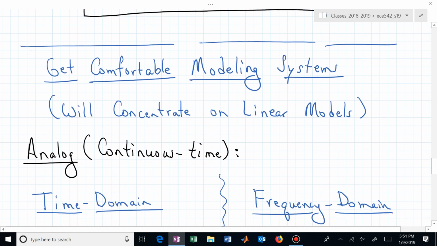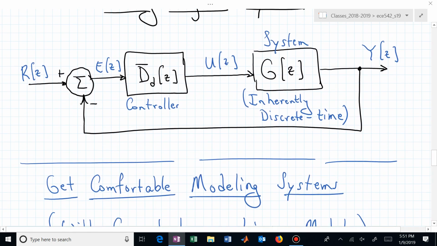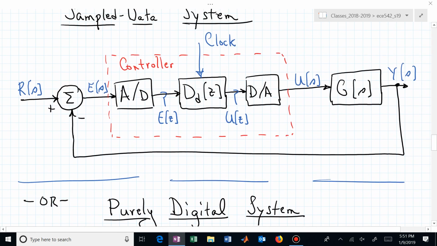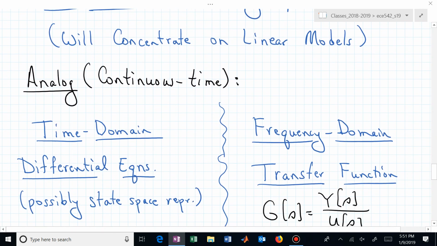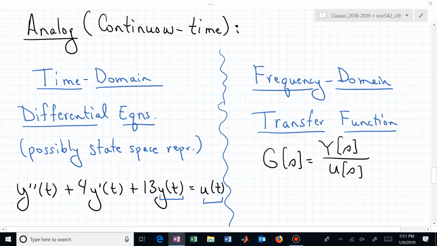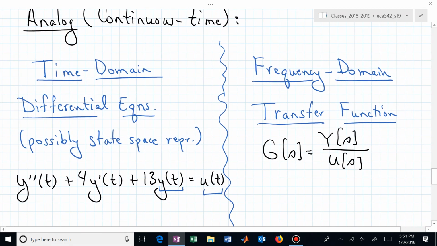Now what we want to do is talk about how we create or find these G of S's. We need to be comfortable with that, and I'm assuming that you know some of that from 320. That's the prerequisite for this class. So how do you get a G of S from some circuit or system?